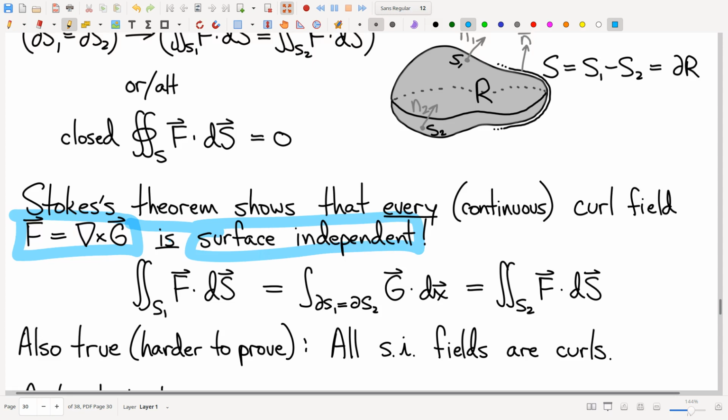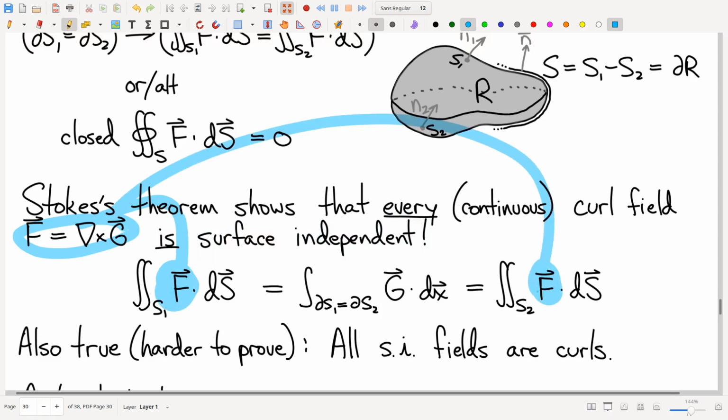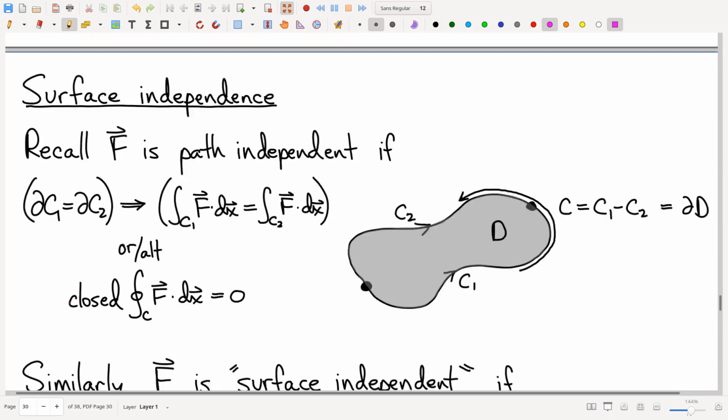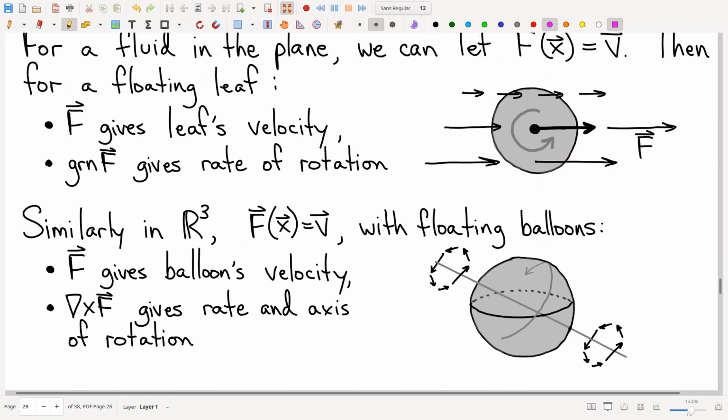Weirdly. Now, I owe you a justification of this. I can't just go around making outrageous claims like that. How do I know curls are surface independent? Well, let's think about that vector field F being a curl. And now notice what you're looking at here. This right here is now a flux through some surface of a curl. Flux of a curl. Where have we heard flux of a curl before? Flux of a curl.